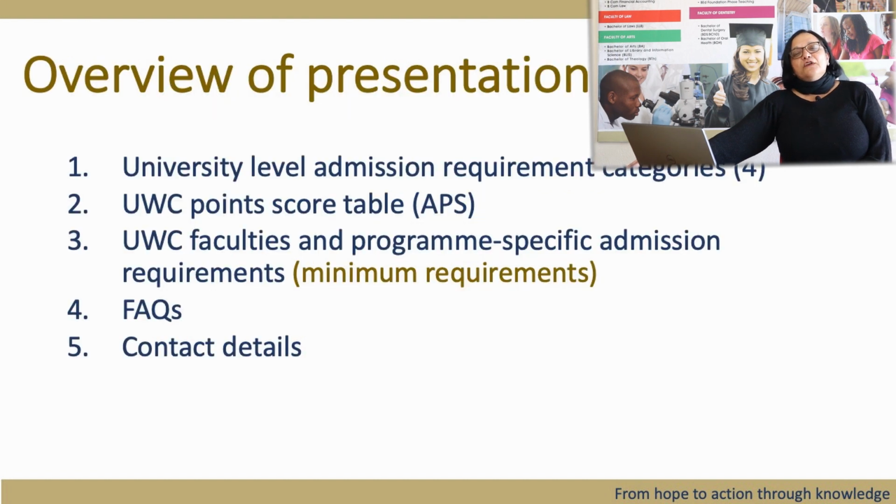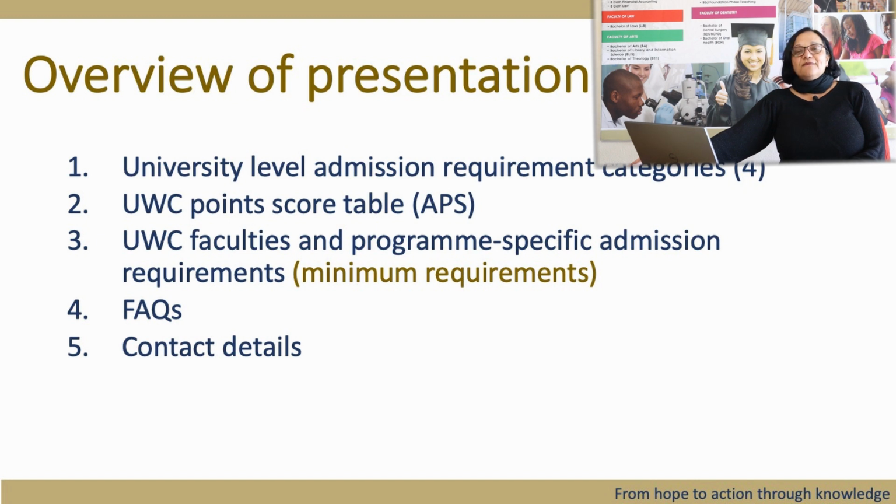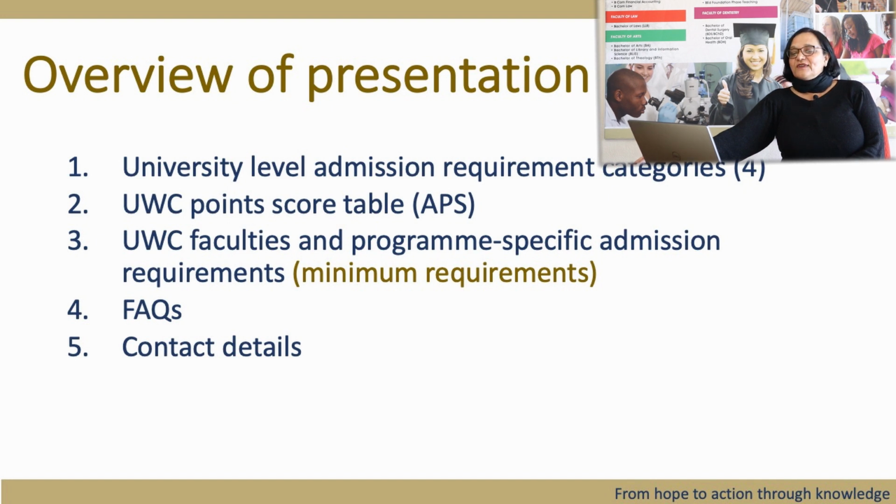So, an overview of my presentation today. First, I'm going to deal with university level admission requirements, the various categories. I'm then going to speak to the UWC point score table. It's also known as the APS, or the Academic Point Score, how that works for UWC. Then I'm going to look at the faculties and their program-specific admission requirements.